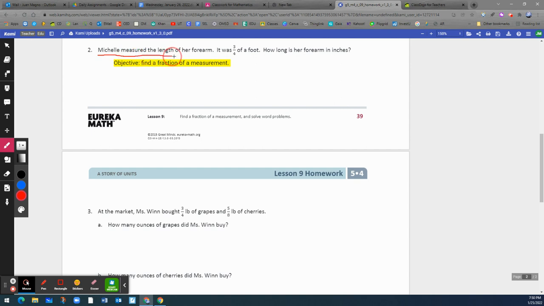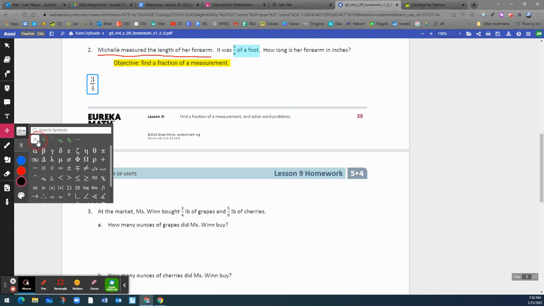Michelle measured the length of her forearm. It was 3/4 of a foot. So there you go. They're giving you the problem. How do you set it up? They give you the exact way in which you set up the problem. Look, it's right here: 3/4 of a foot. Remember that when you see 3/4 of a foot, it implies a multiplication. So we are going to set it up right away as a multiplication of a foot. A foot means 1 foot.